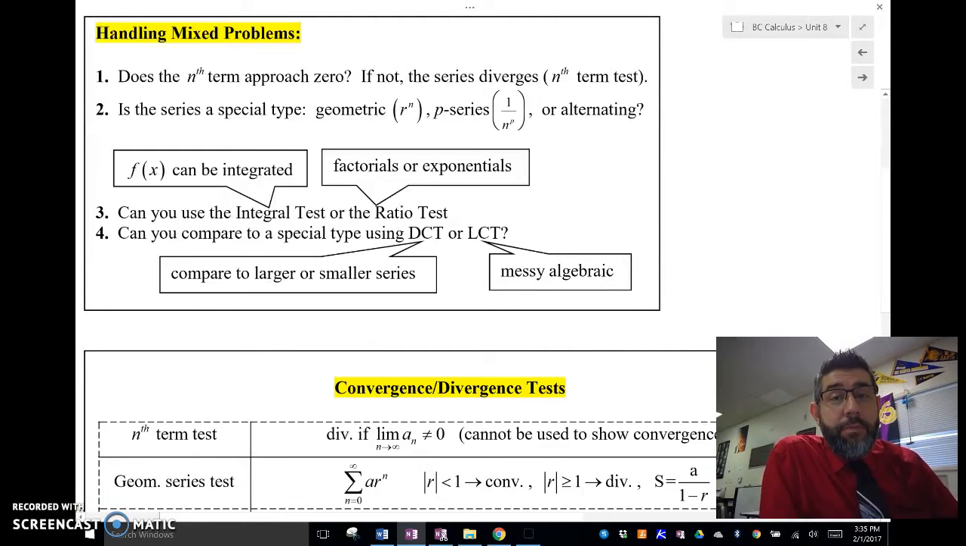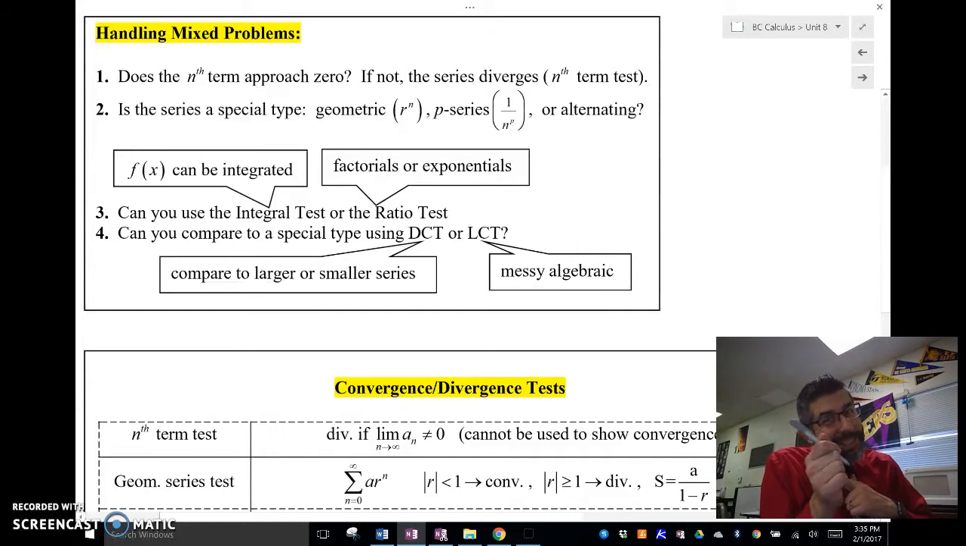How do we determine what test to use? We've gone over all these different convergence and divergence tests, and at some point, especially if you're in Calculus BC and you take that AP exam, you're going to need to figure out which one to use on which type of problem. So what I thought I'd do here is provide you with some tips on deciding and differentiating how to decide which one you're going to use for which problem.